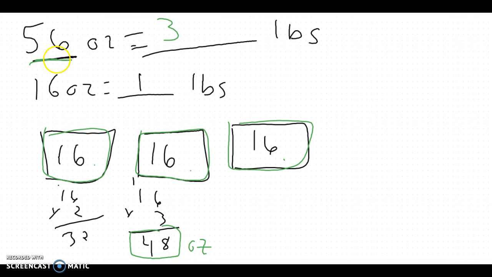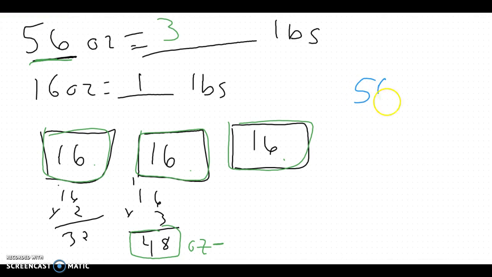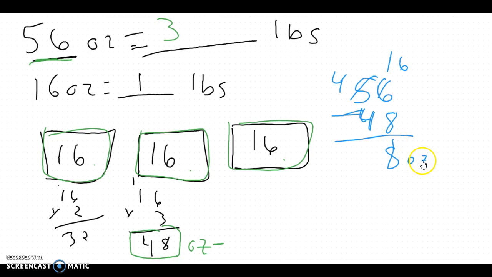I have 56, I've used 48. I need to find what is left over. So I'm going to do my 56 minus 48. 16 minus 8 is 8. 4 minus 4 is 0. So I have 8 ounces that are not in a pound.